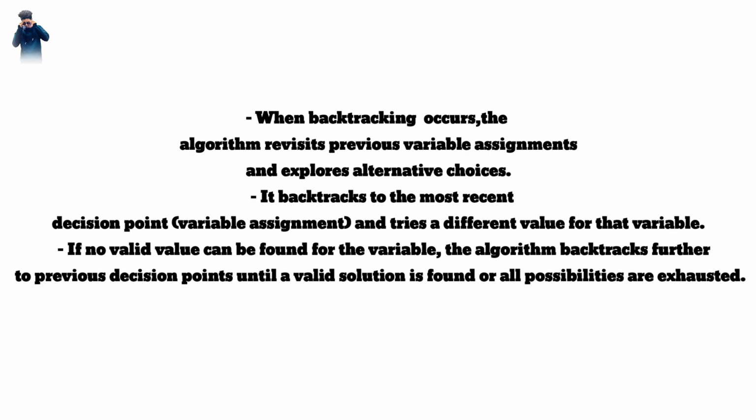4. Backtracking. When backtracking occurs, the algorithm revisits previous variable assignments and explores alternative choices. It backtracks to the most recent decision point, variable assignment, and tries a different value for that variable. If no valid value can be found for the variable, the algorithm backtracks further to previous decision points until a valid solution is found or all possibilities are exhausted.